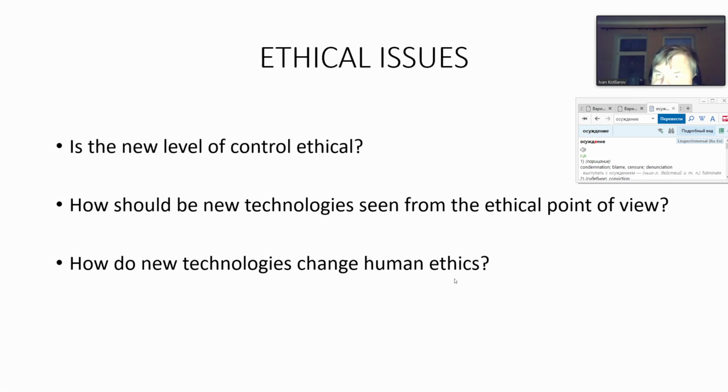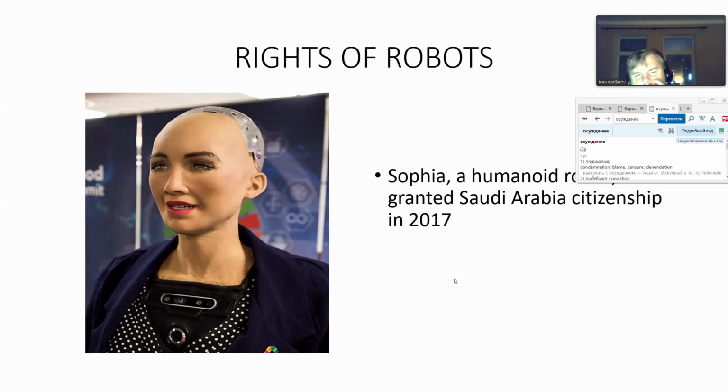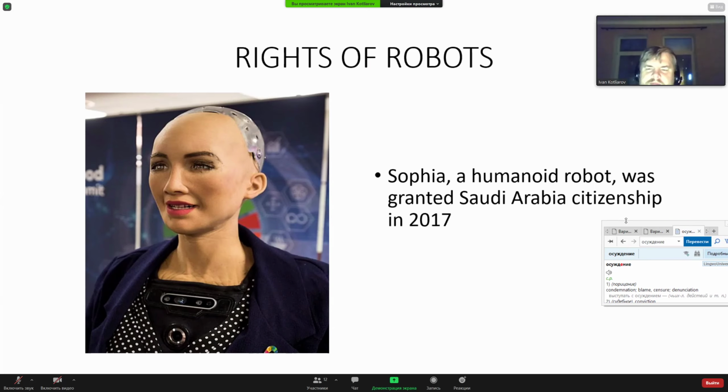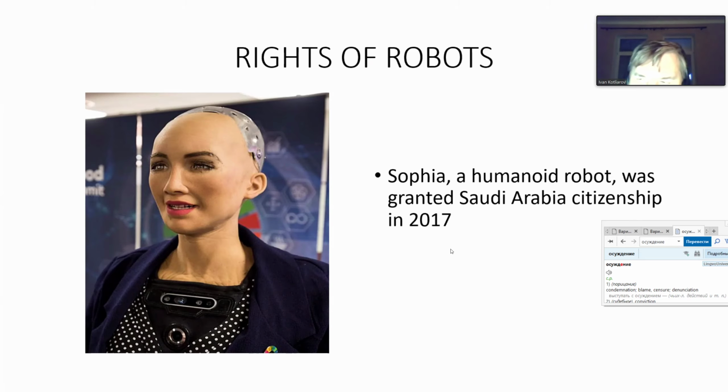Yes. Okay. So, do you recognize this beautiful lady? This is the robot, yes. Obviously, her name is Sophia. It is a humanoid robot. I will say she was granted Saudi Arabia citizenship in 2017. So it is the first example of a robot which was granted national citizenship. It is a kind of publicity, obviously. It is a kind of social act. It is not a legal act.